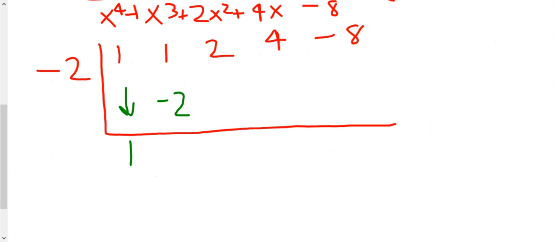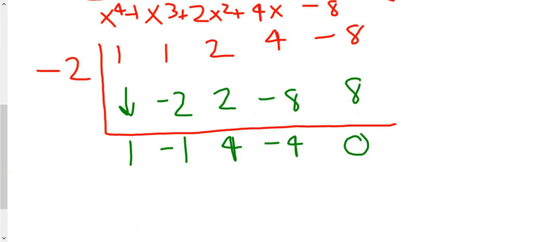-2 times 1 is -2, 1 plus a negative 2 is a negative 1. Multiply to get a positive 2, add to get a positive 4. Multiply to get a negative 8, add to get a negative 4. Multiply to get a positive 8, add to get a 0. Again, this checks out. When I get this remainder of 0, this means that negative 2 is a 0.